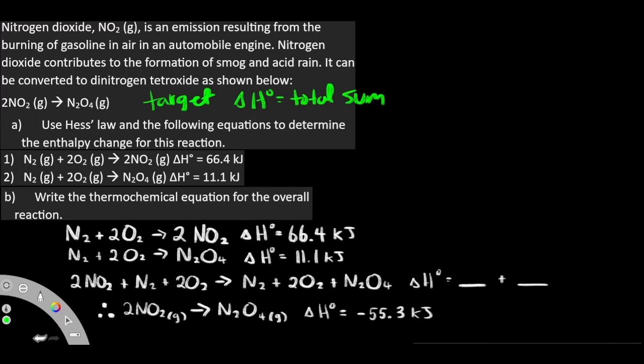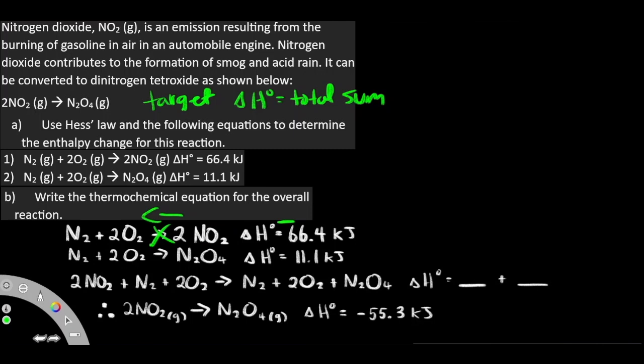So we have our target equation. We need to make 2NO2 on our reactant side. The problem is it's a product right now, so what we're going to do is get rid of this and turn it into the other side. So now this positive becomes a negative 66.4, so that we have a reactant, our 2NO2.